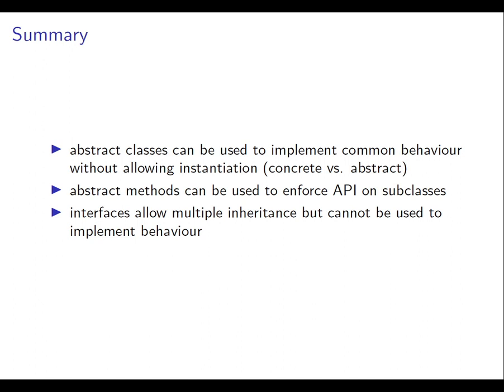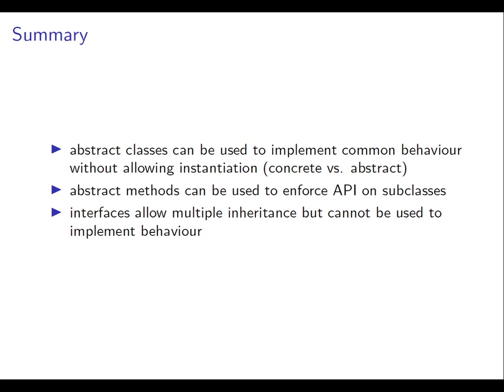So, in summary, abstract classes can be used to implement common behavior without allowing instantiation, as we saw. So an abstract class is the opposite of a concrete class. A concrete class is one that can be instantiated. And you can use an abstract method to say, I'm not going to tell you how you must implement this method, but you must implement it somehow.